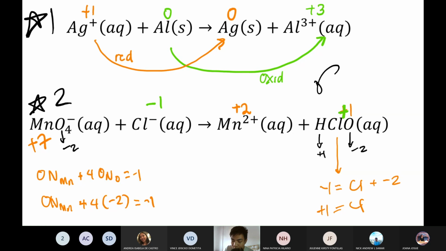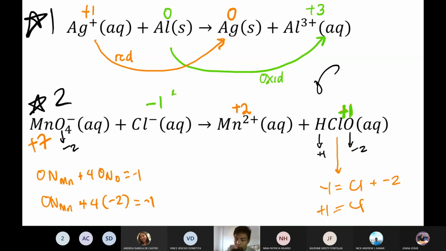So, I will leave this to you as practice, but these are the correct answer for the oxidation numbers. Mn is positive 7. Oxygen is negative 2. Cl is negative 1. Mn is positive 2. H is 1. Cl is positive 1. Oxygen is negative 2.